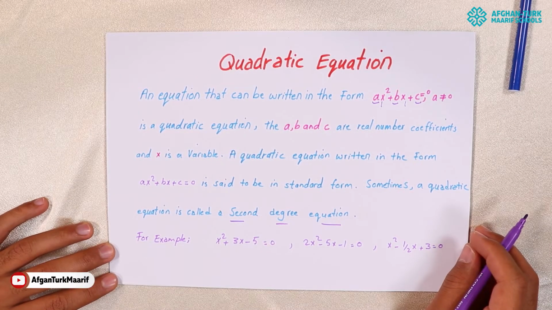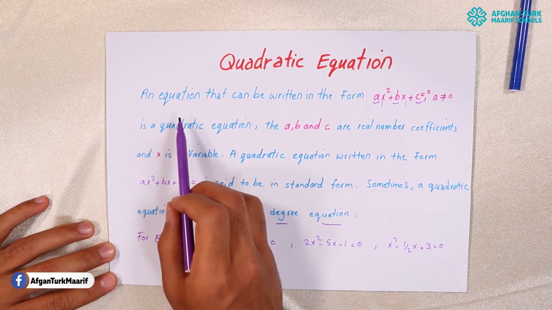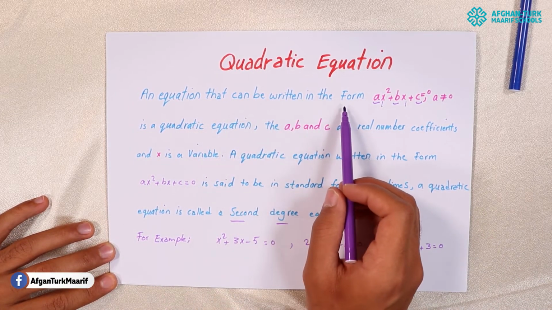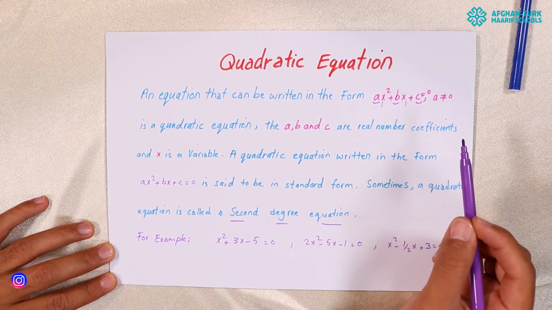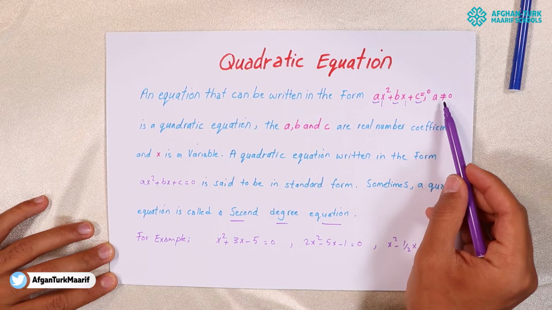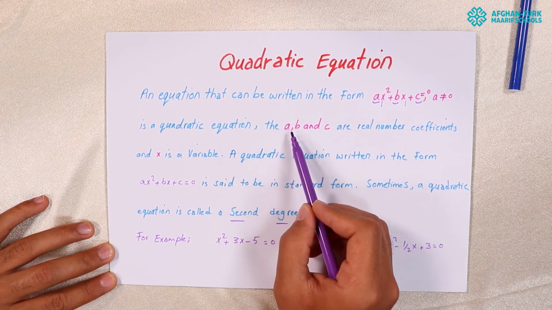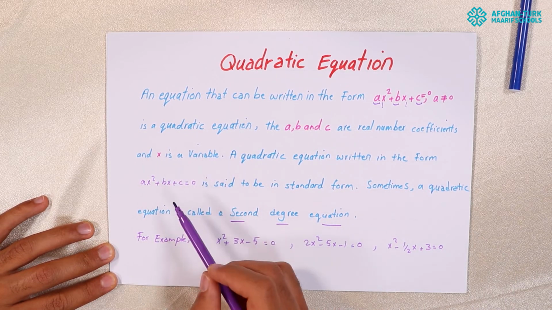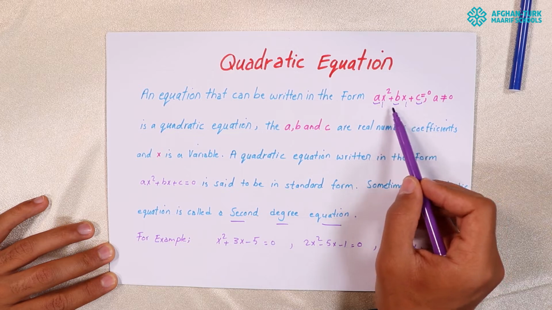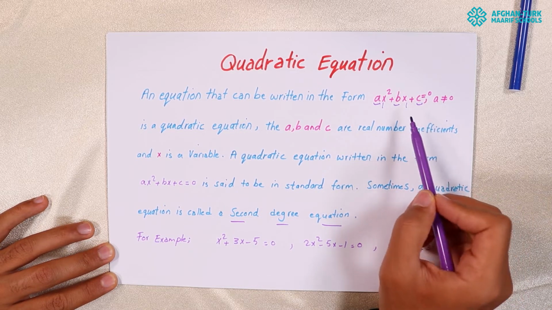Today we are going to study quadratic equations. An equation that can be written in the form ax squared plus bx plus c equals 0, and a is not equal to 0, is a quadratic equation. The a, b and c are real number coefficients and x is a variable. Look, this is the general form of a quadratic equation.